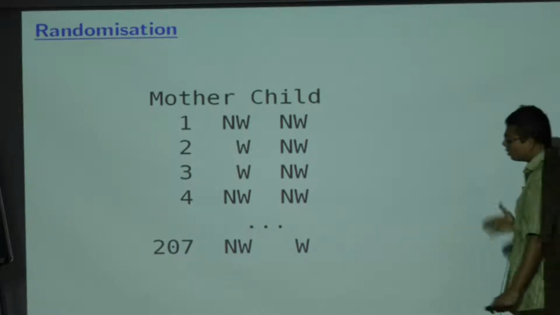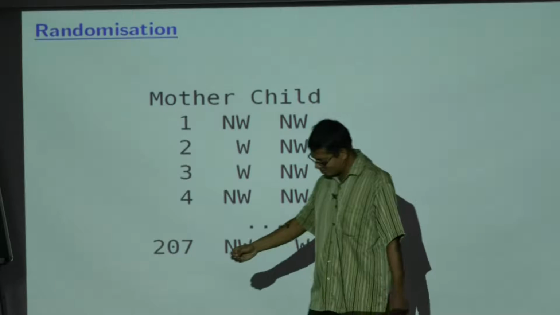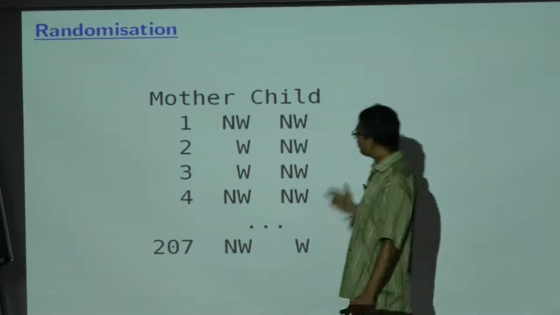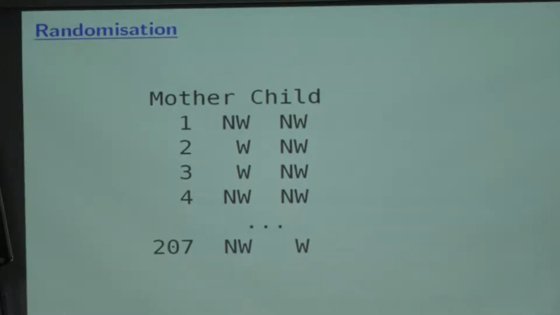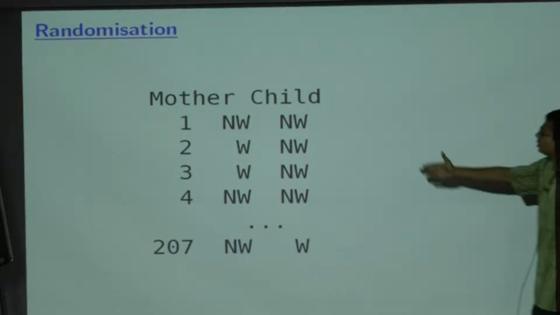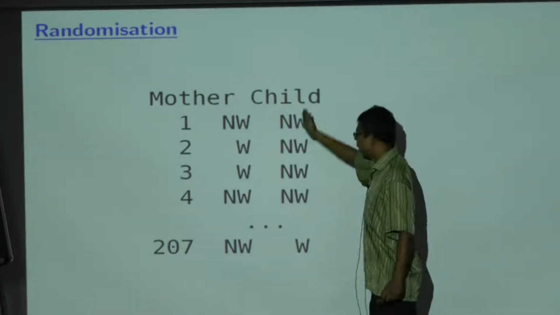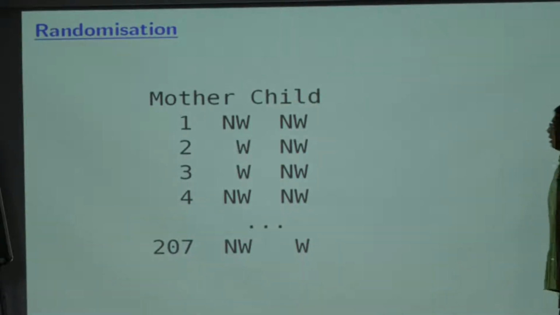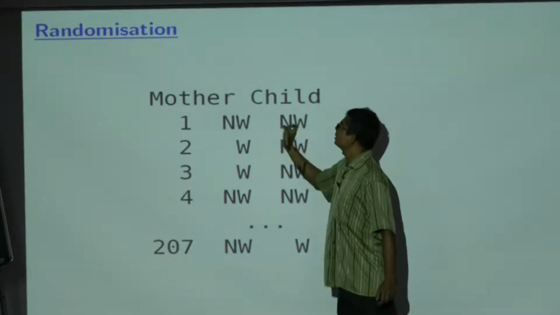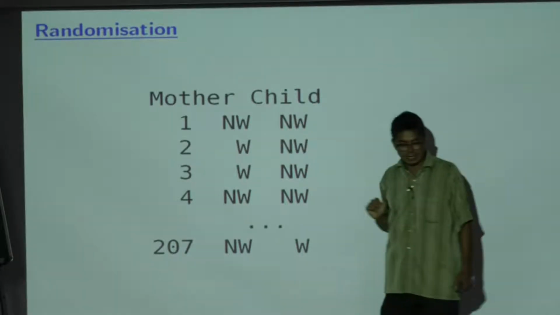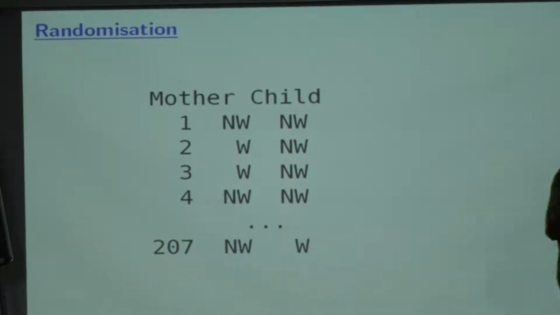Okay, so I have got 207 families. Each family has a mother and a child. So what I do is I make all the mothers stand in a row, and the children are standing beside them. So I have got a row of mothers and a row of children. This pairing is done by nature. So there is some genetic linkage between this mother and this child, and I want to know whether that linkage is of any use so far as predicting fingerprints goes.